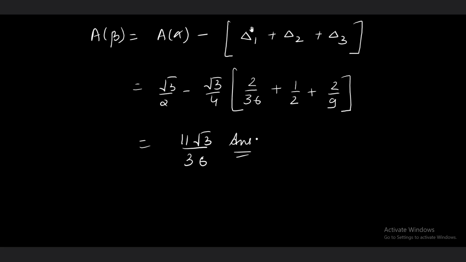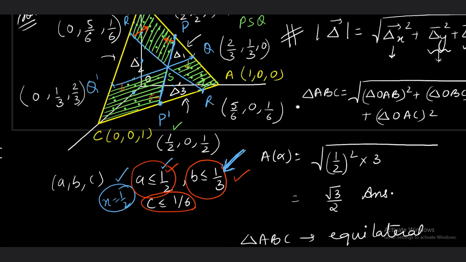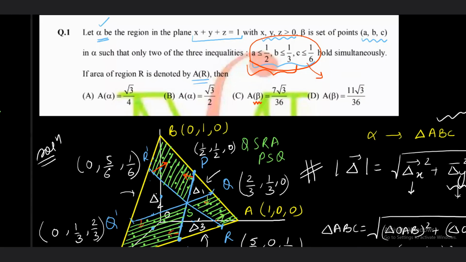Now let us go back to the question and see which options are to be selected. So what will our answer be? In this whole question, you can see that first of all we have √3 by 2, that is the value of A alpha, so B gets selected. Regarding A beta, what we are getting is 11√3 by 36. So D option is absolutely correct. So see, such a beautiful question in which you will have to visualize, identify the region, and then simple calculation. Say you have to complete the question.